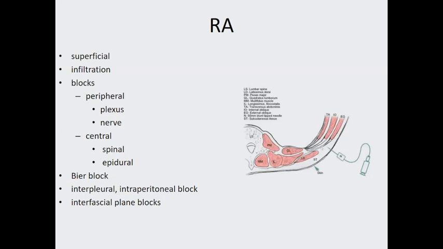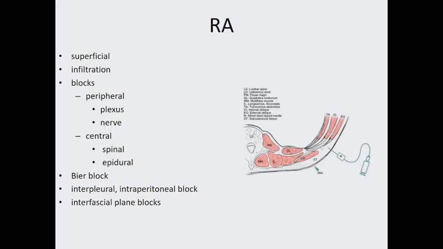Then we have something where the anesthesiologist's task starts, because that superficial infiltration is really general. We perform peripheral blocks when we block plexuses or nerves. We perform central regional anesthesia when we stop the transfer of impulses at the spinal or epidural level. We inject the local anesthetic into the spinal or epidural space. There is also something called the Bier block. It's intravenous regional anesthesia. I will show you the pictures later.